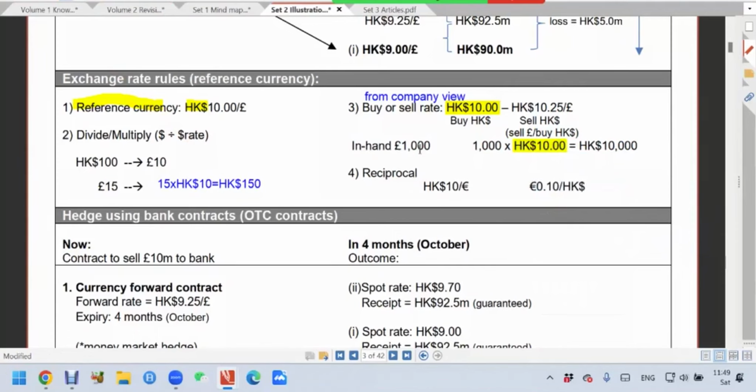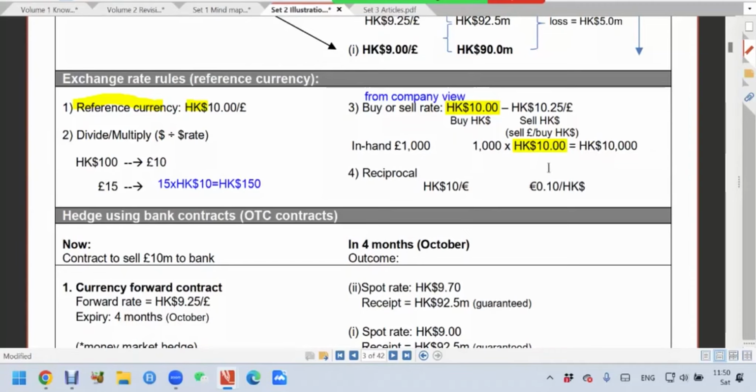So this 1,000 pounds here, you go to the bank, you sell to the bank at this rate. This rate is for you to sell the pound. 10 Hong Kong dollar is for you to sell the 1,000 pound. But I only want to remember reference currency. Reference currency is Hong Kong dollar. So selling the 1,000 pound to the bank, in exchange, you buy the 10,000 Hong Kong dollar. When you exchange, actually you sell one currency, you buy another currency.